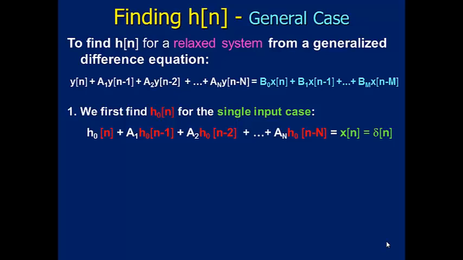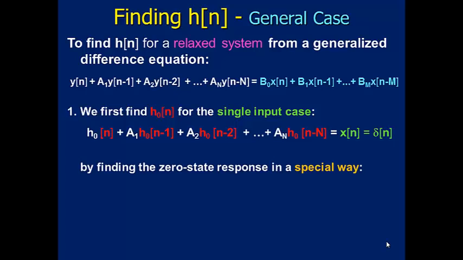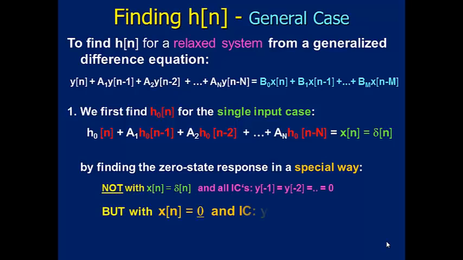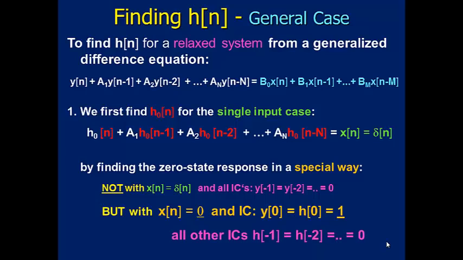So we still go to a single input case and solve that. Now, we do this in a special way. Instead of what you might expect in our standard process, where we would solve the single input case zero-state response for a unit sample sequence input and 0 initial conditions, we set the input equal to 0 and use a special initial condition: the unit sample response sequence output at n equals 0, we set equal to 1.